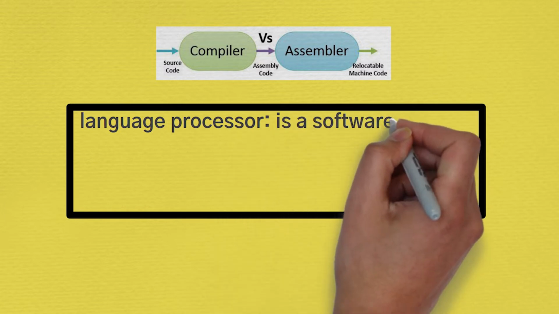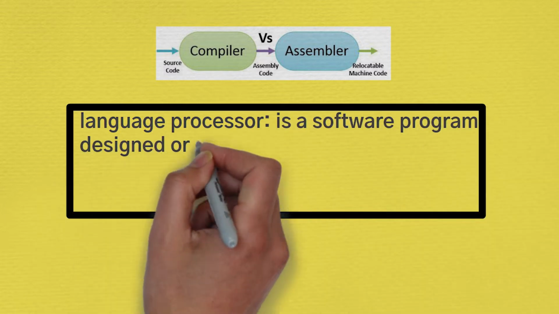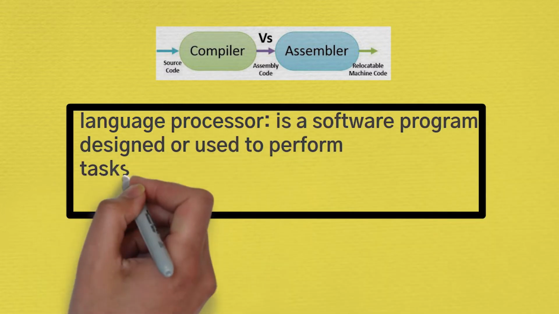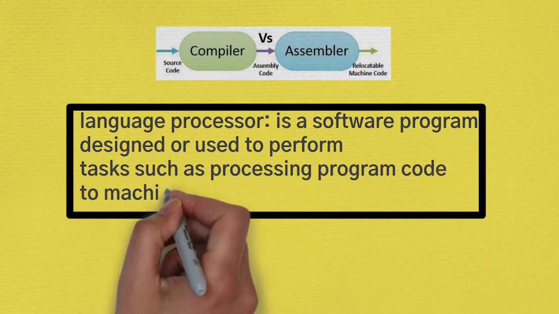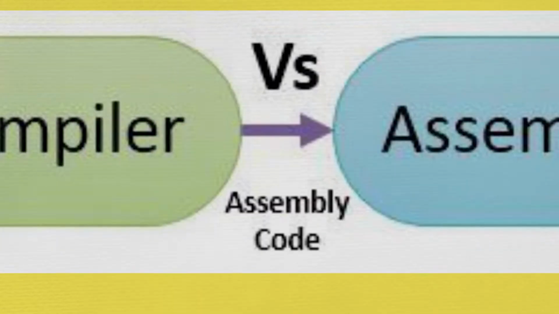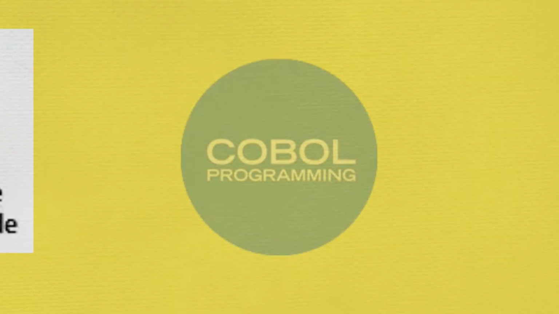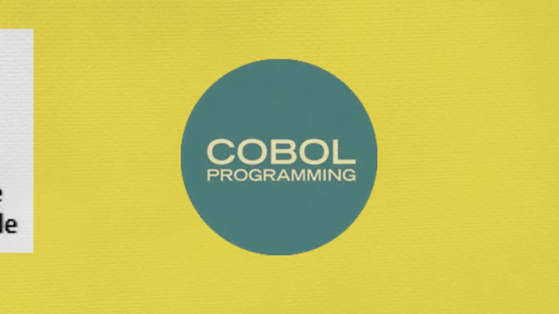A language processor is a software program designed or used to perform tasks such as processing program code to machine code. Language processors are found in languages such as Fortran and COBOL. They are some of the first programming languages to be used. I will make a separate video to talk about them.